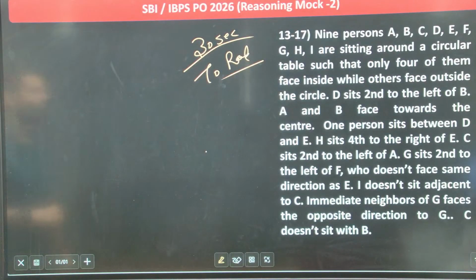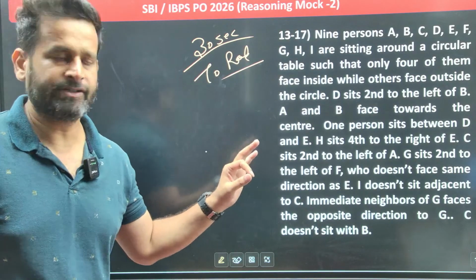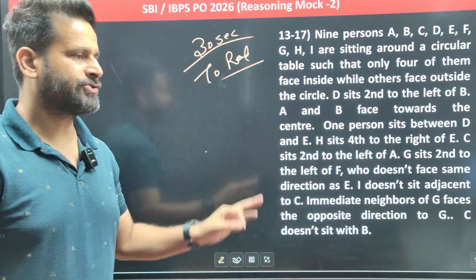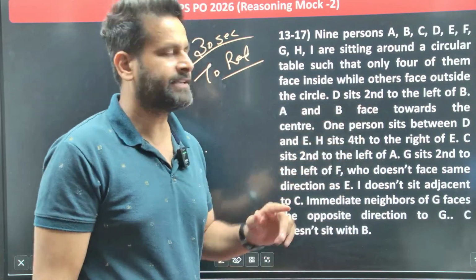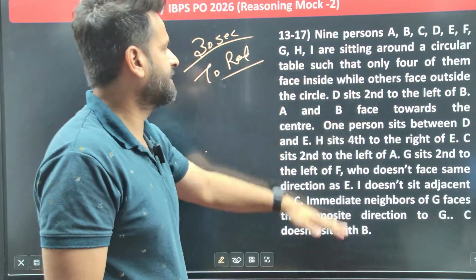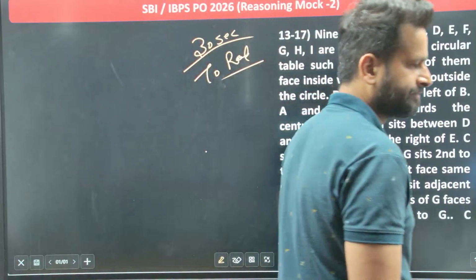Give it a try. Take 30 seconds to properly analyze and read the question. What the language is saying. What should be your approach. Do not always start from the first condition. Give a thorough reading of this passage. Take 20 to 30 seconds and then start.